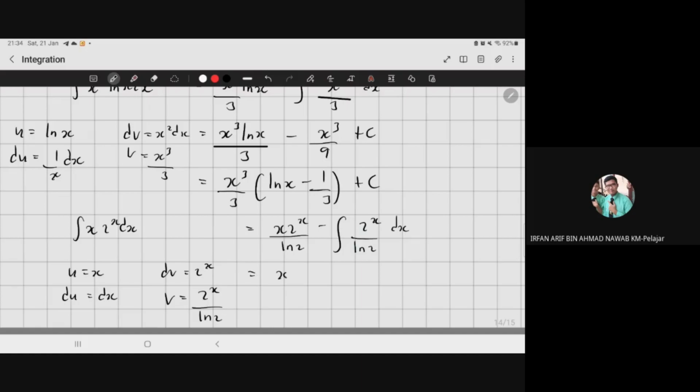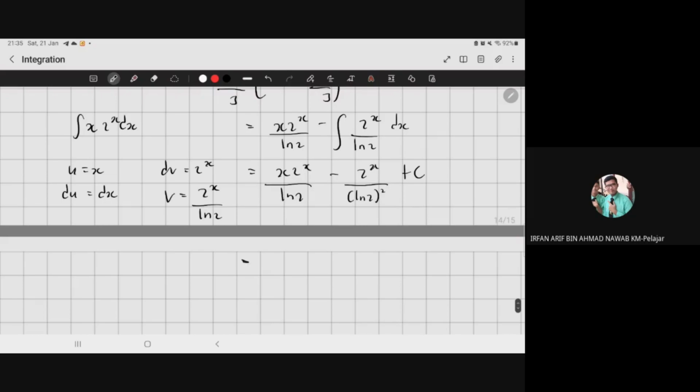As usual, solve it, no problem. So you will get 2 to the power of x over ln 2 squared plus c. And then from here, you could factorize it, no problem. 2 to the power of x over ln 2 times x minus 1 over ln 2 plus c. Ta-da! That is how it is done, right?